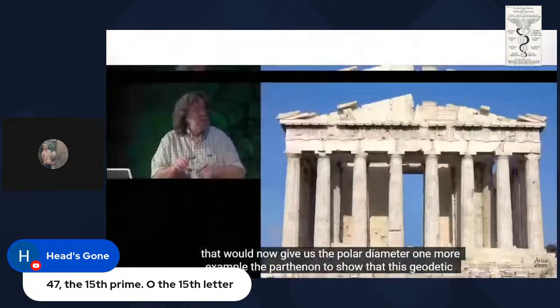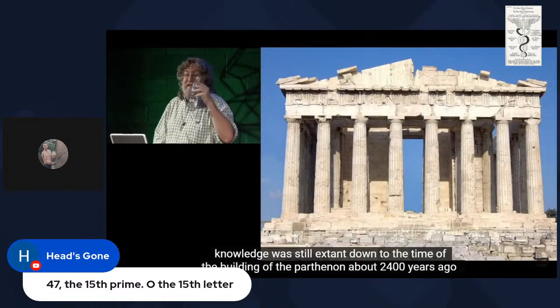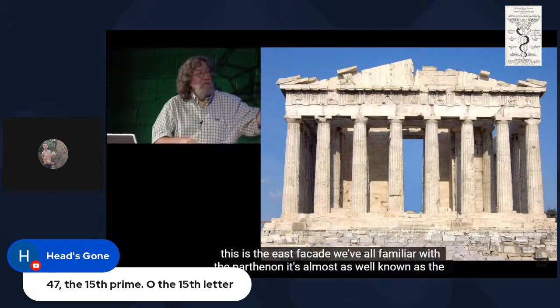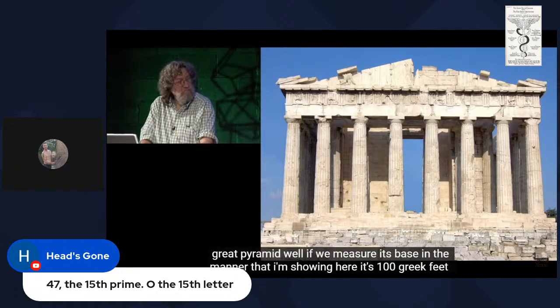One more example, the Parthenon, to show that this geodetic knowledge was still extant down to the time of the building of the Parthenon about 2,400 years ago. This is the east facade. We're all familiar with the Parthenon. It's almost as well known as the Great Pyramid.